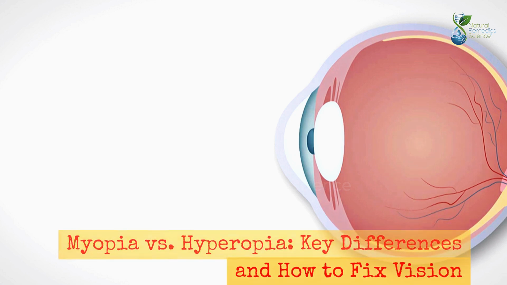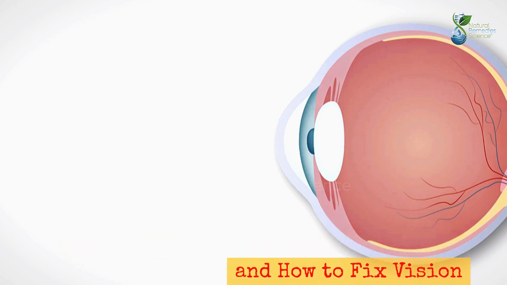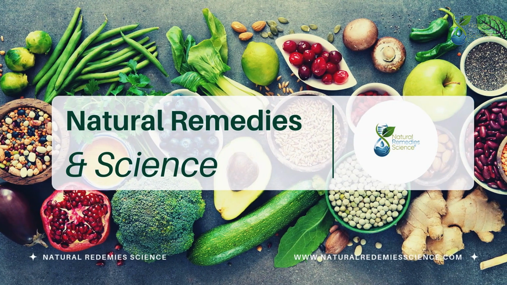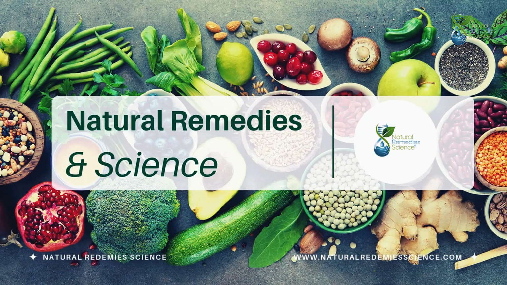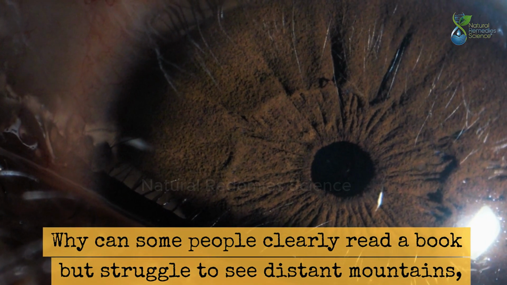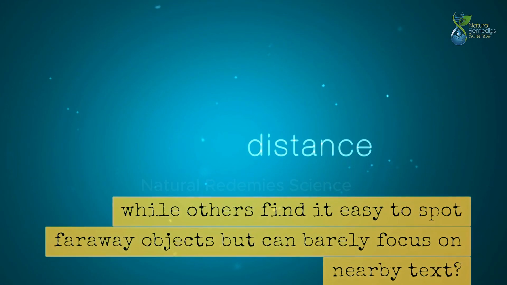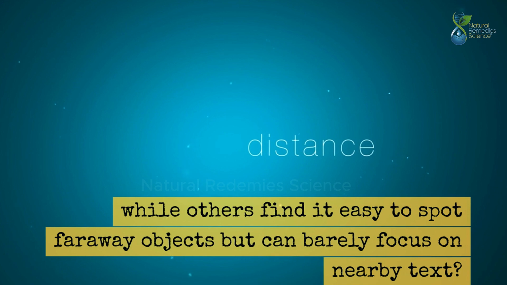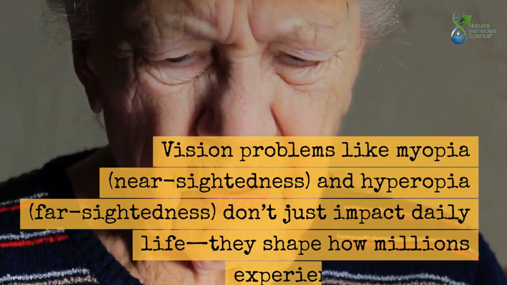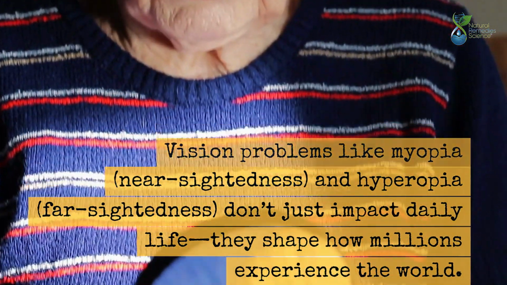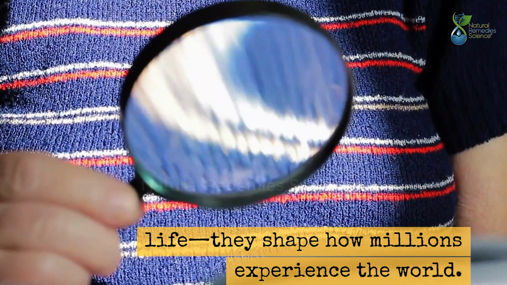Myopia versus hyperopia. Key differences and how to fix vision. Why can some people clearly read a book but struggle to see distant mountains, while others find it easy to spot faraway objects but can barely focus on nearby text? Vision problems like myopia, near-sightedness, and hyperopia, far-sightedness, don't just impact daily life, they shape how millions experience the world.